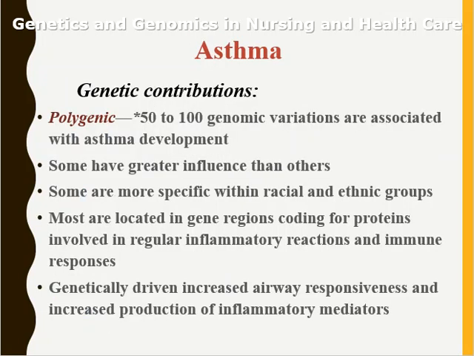Genetic contributions. It is also polygenic, just like diabetes. 50 to 100 genomic variations are associated with asthma development. Some have greater influences than others. Some are more specific within racial and ethnic groups, but most are located in the gene regions coding for proteins involved in regular inflammatory reactions and immune responses. The result is genetically driven increased airway responsiveness and increased production of inflammatory mediators.